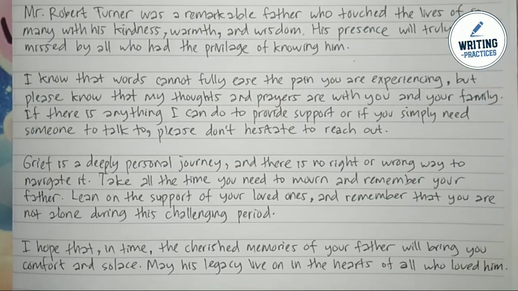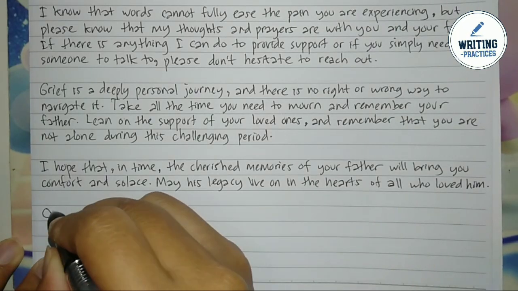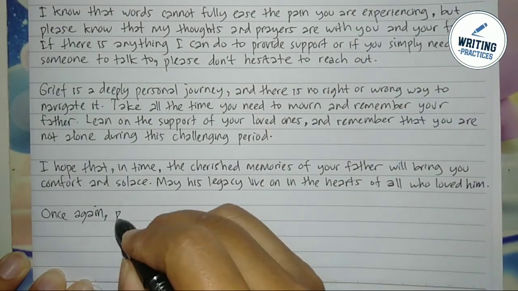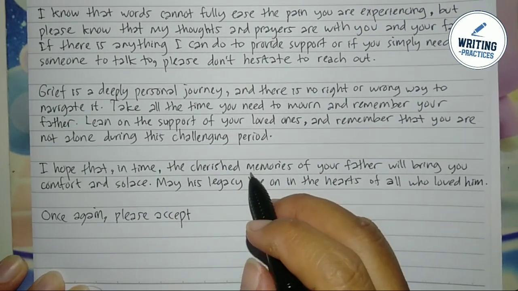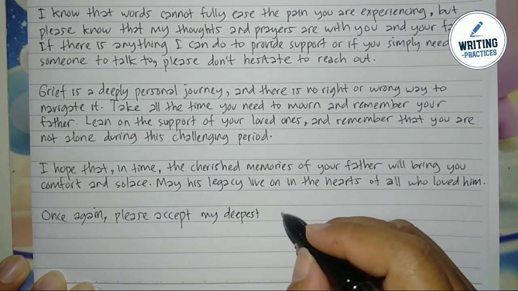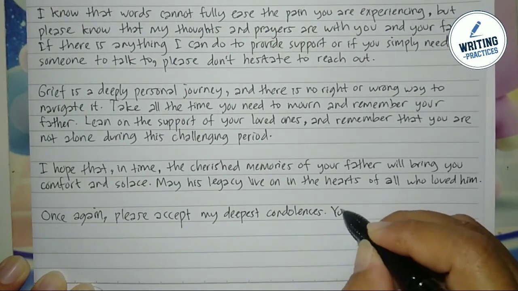In the fifth paragraph, you can share additional words of solace or offer assistance, if needed. And you may also reiterate your support during their time of grief. Write your hope as well for the recipient that they become strong. For example, "I hope that, in time, the cherished memories of your father will bring you comfort and solace. May his legacy live on in the hearts of all who loved him." Yes, extend your well wishes and hopes for healing and closure in the future. Remind the recipient that they are not alone and that you are thinking of them.